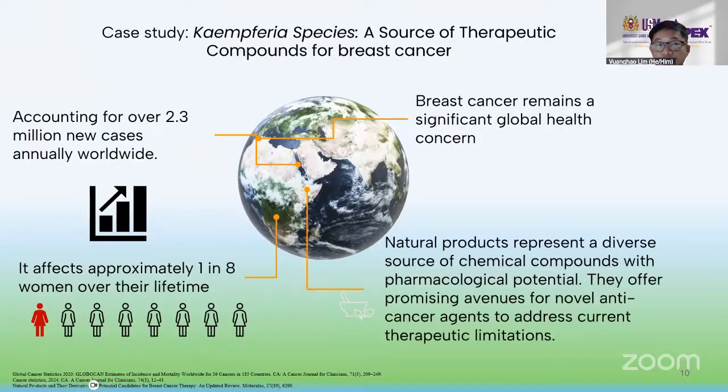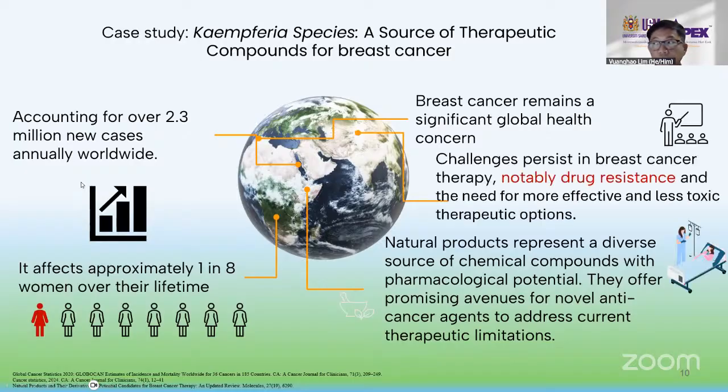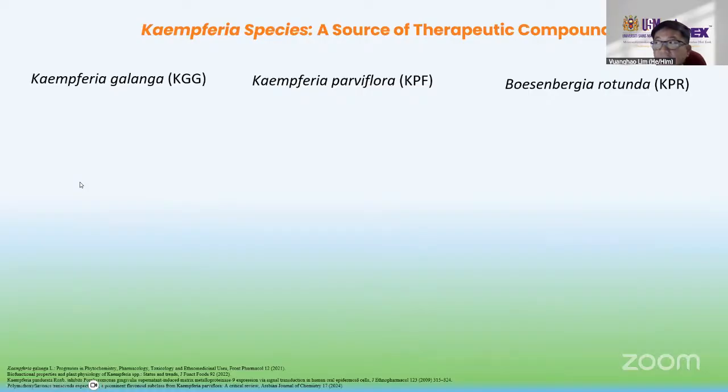Of course, natural products continue to be an important source of new drug candidates because they provide diverse chemical scaffolds that are difficult to synthesize chemically. This motivated us to investigate medicinal plants as a potential source of anti-breast cancer compounds. You can see some of the Kaempferia species and also the Boesenbergia rotunda species.